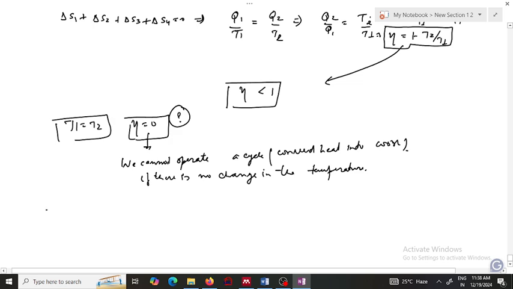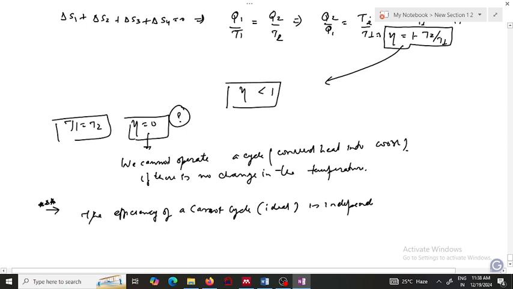Another important thing one must remember is that the efficiency, since it depends on T2 and T1, of an ideal Carnot cycle, so the Carnot cycle is an ideal case, is independent of the nature of the working substance. So all these important things you should keep in mind while understanding the Carnot cycle.